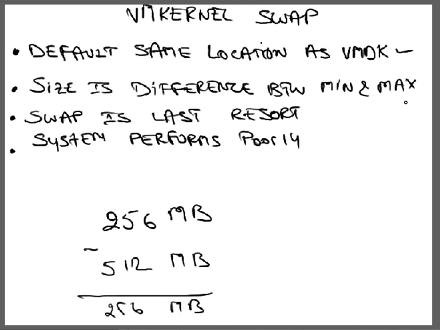Now the swap file should always be the last resort, the reason being that the system will perform poorly when it's swapping, as I'm sure you all have seen and noticed when you're paging in Windows or any other operating system. So again, the calculation here is between the minimum, the reserved amount for this virtual machine to function, which is 256, for example, and the maximum amount that this virtual machine can use, which is 512, ending up with 256 meg for the swap file.